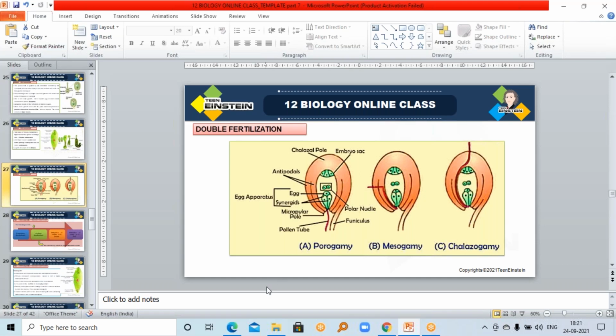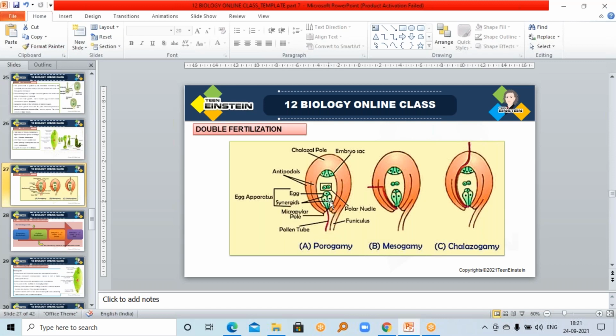If the pollen tube is entering through the micropylar region, it is called porogamy. What is porogamy? The entry of the pollen tube through the micropylar region. That is called porogamy. Here you can see in this picture, it is entering through the micropylar region. This is the pollen tube, the red colored marked one. Here I have marked the pollen tube.